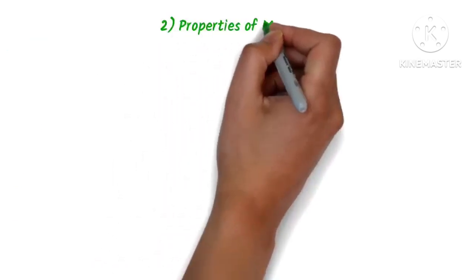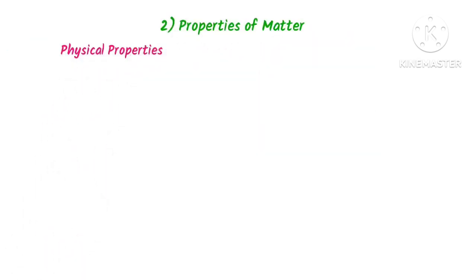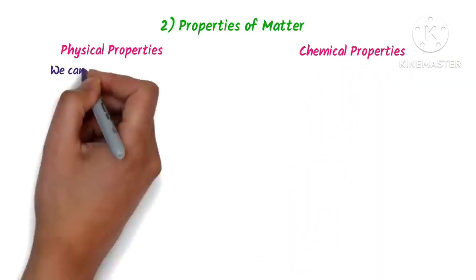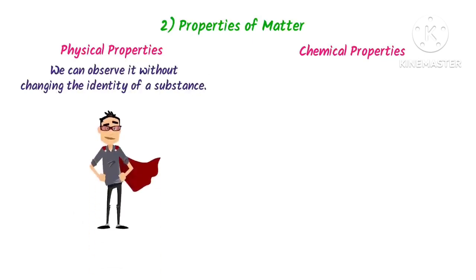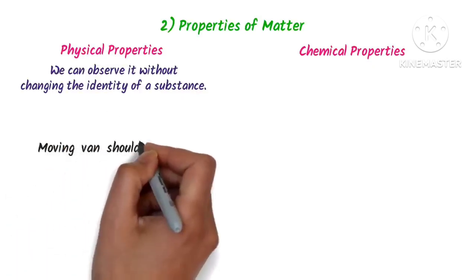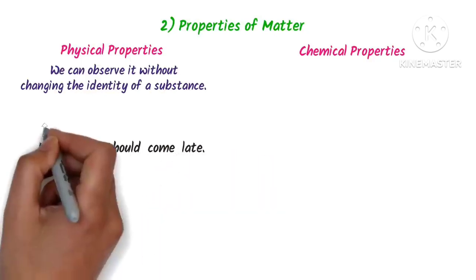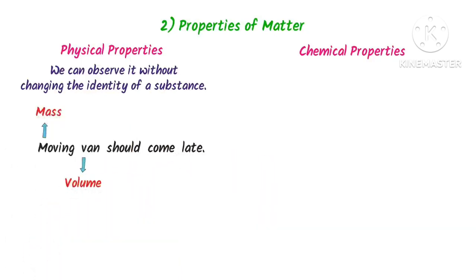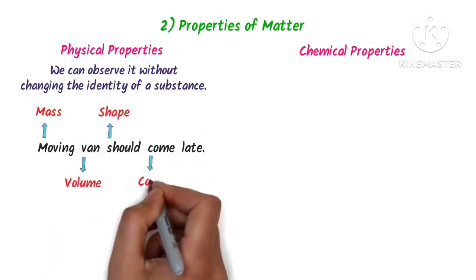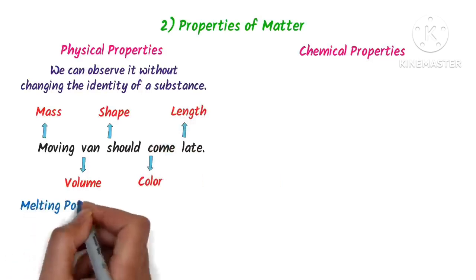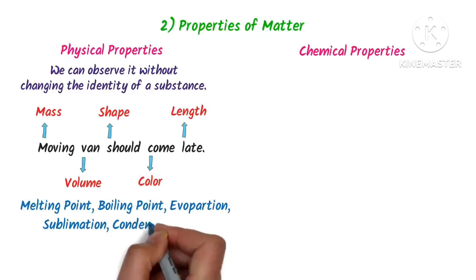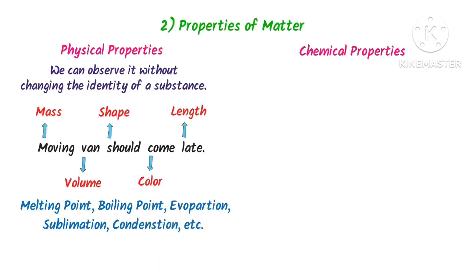The second topic is properties of matter, like physical properties and chemical properties. We can easily observe physical properties without changing the identity of a substance. Now how can we remember the physical properties of matter? Well, I always use my personal trick. Moving van should come late. Here, M stands for mass, V stands for volume, S stands for shape, C stands for color, L stands for length. Also remember that physical changes like melting point, boiling point, evaporation, sublimation, and condensation are physical properties.